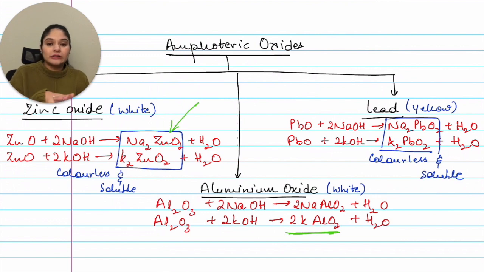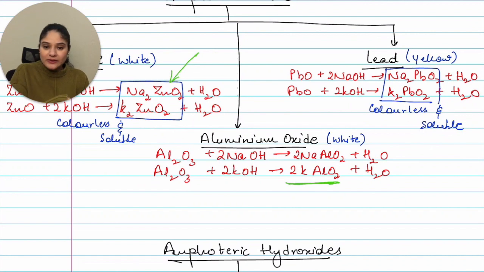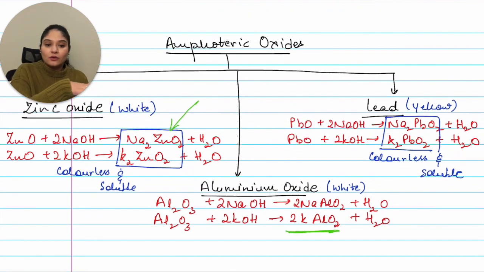Now if we move to the second one, aluminium oxide, you have Al2O3 reacting with NaOH, giving you NaAlO2 plus water, and the same thing happens with KOH. Now for lead, lead oxide is yellow in color, and this also becomes colorless and soluble. So if they say you have a yellow colored oxide or yellow colored monoxide, that would be lead oxide or lead monoxide. So PbO plus NaOH gives you Na2PbO2 plus water.